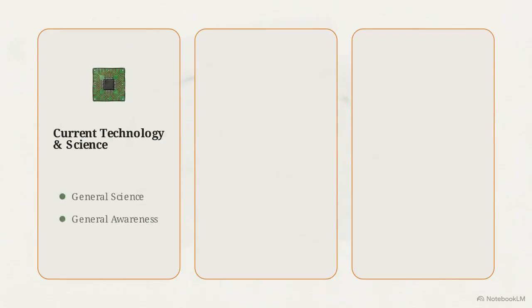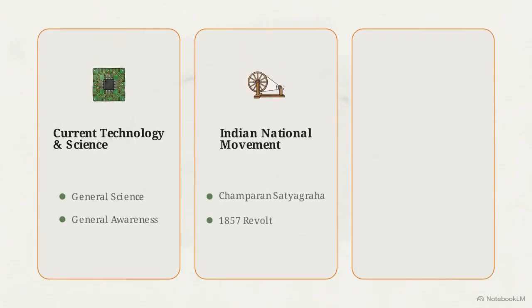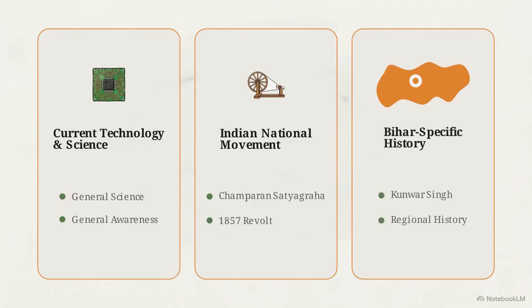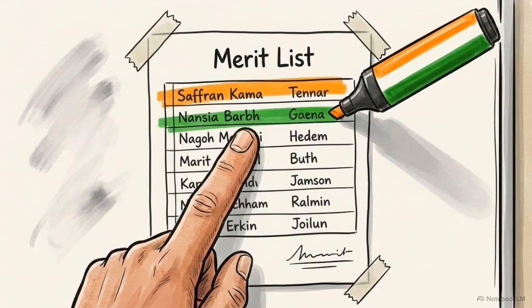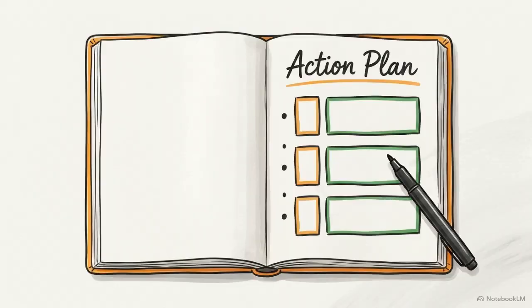To study efficiently, organize these topics into 3 specific categories: current technology and science, the Indian national movement, and Bihar-specific history. While the 80 marks in Part 2 are your primary focus, your performance in these general studies categories often determines your final position on the merit list. Based on the requirements of these papers, we can establish a 3-step daily routine for your final weeks of preparation.